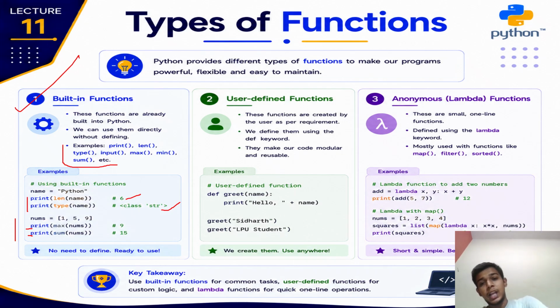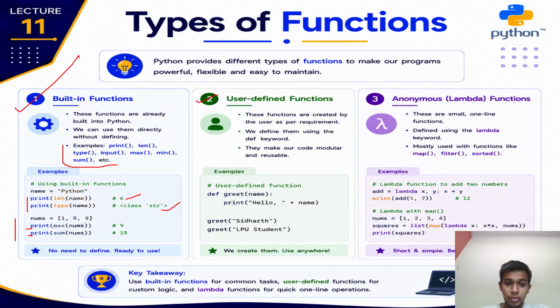Now, the second type is the user-defined function. As the name suggests, these functions are created by the programmer according to the program's requirement. We create them using the def keyword. Whenever we have some code that needs to be used repeatedly, we can place it inside a user-defined function. This makes our programs cleaner and more reusable. Now, look at the program given below.